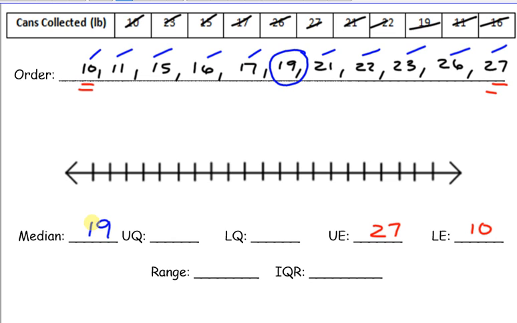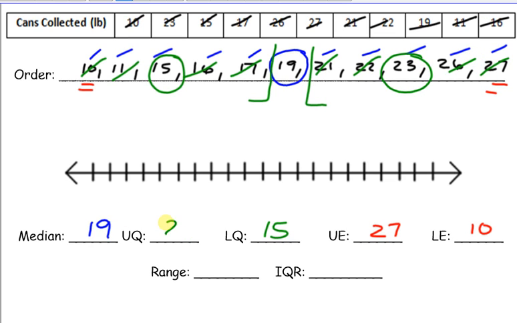Okay. Now I need to find my upper quartile and lower quartile. And so I'm going to split my data just like that. And so I cross off these, and I have 15 is my lower quartile. And then we're going to cross off these, and 23 is my upper quartile. And again, all I did was I separated the lower half of the data and the upper half of the data from the median, and I found the median of that part of the data.